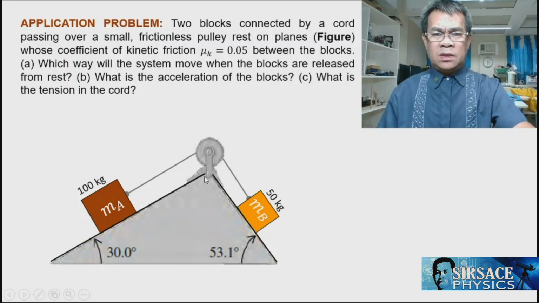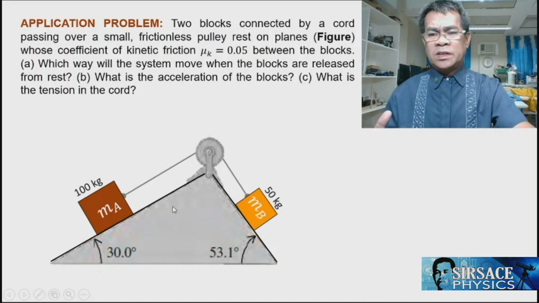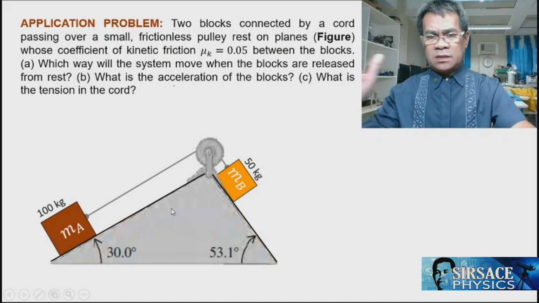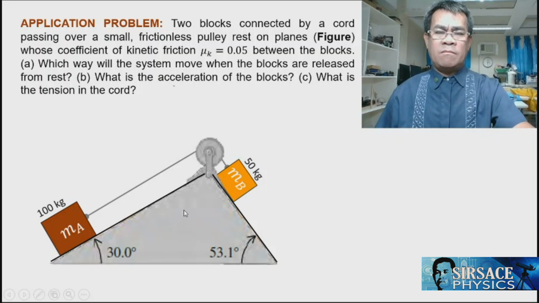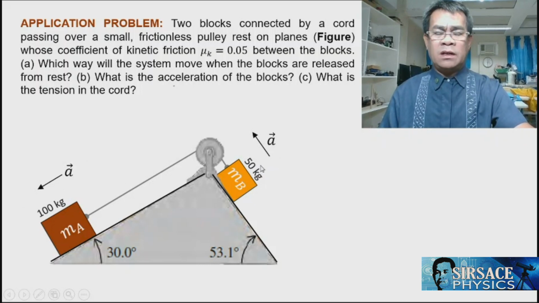So, there are possibilities again for the movement of the system. The system will possibly move towards the left. This is the left side. Then it has an acceleration, and whatever the acceleration of block A is will be the acceleration of block B. Block A tends to move down the plane while block B tends to move up the plane, and whatever the acceleration of this is, the same direction is experienced by block B.